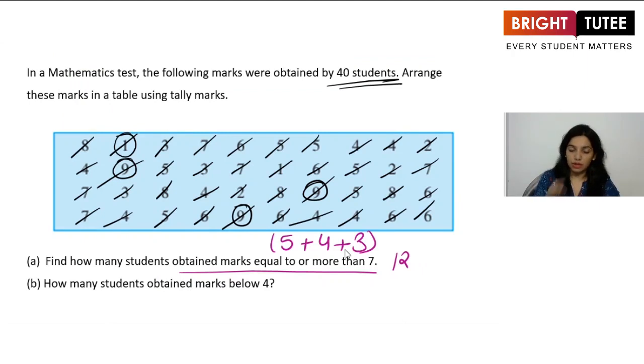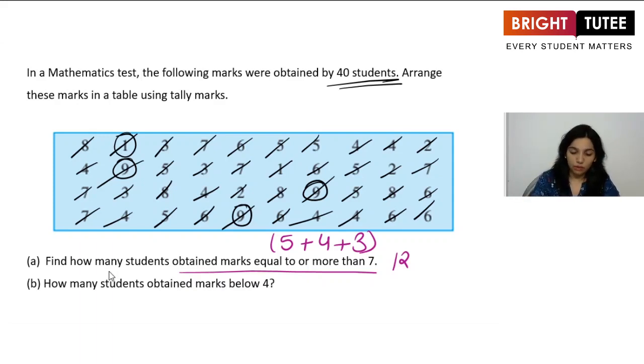Is that clear? So now one thing more I want you to be very careful is that when you are writing this as you're answering your question, like in your exam, so there you must write that students obtained 7 marks equals 5, students obtained 8 marks 4, student obtained 9 marks 3. So the total number of students obtained marks equal or more than 7 equals 12.